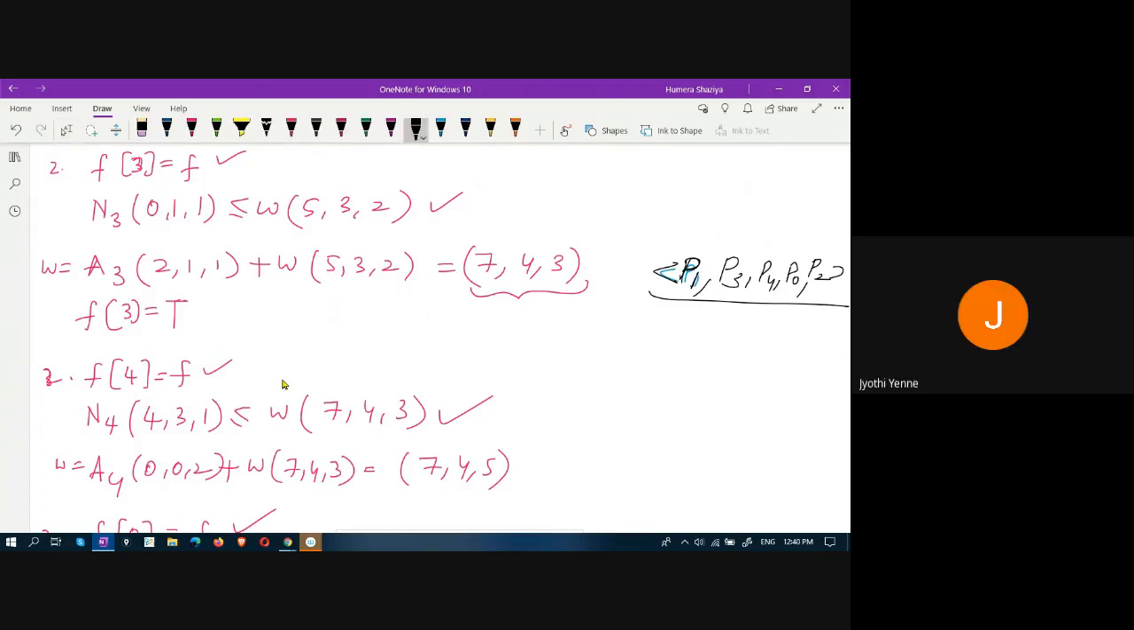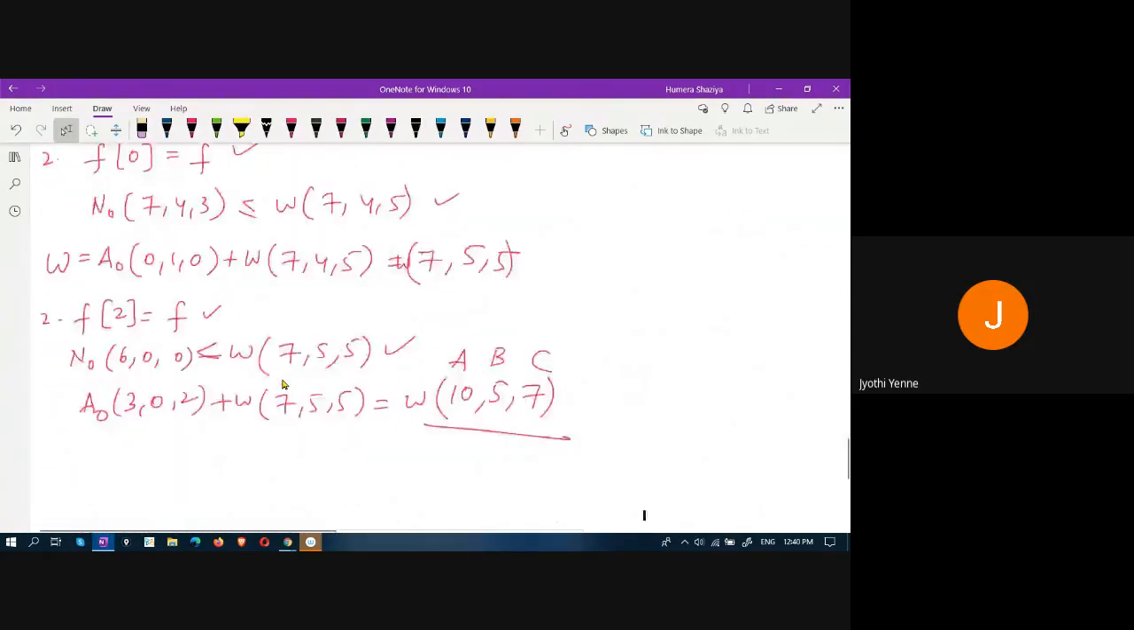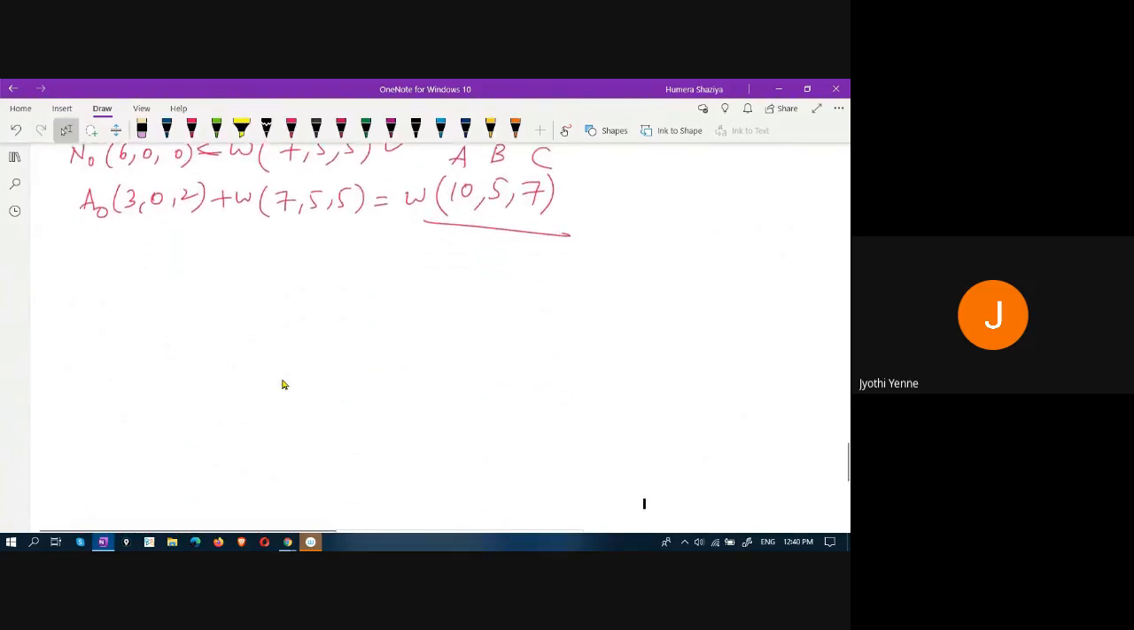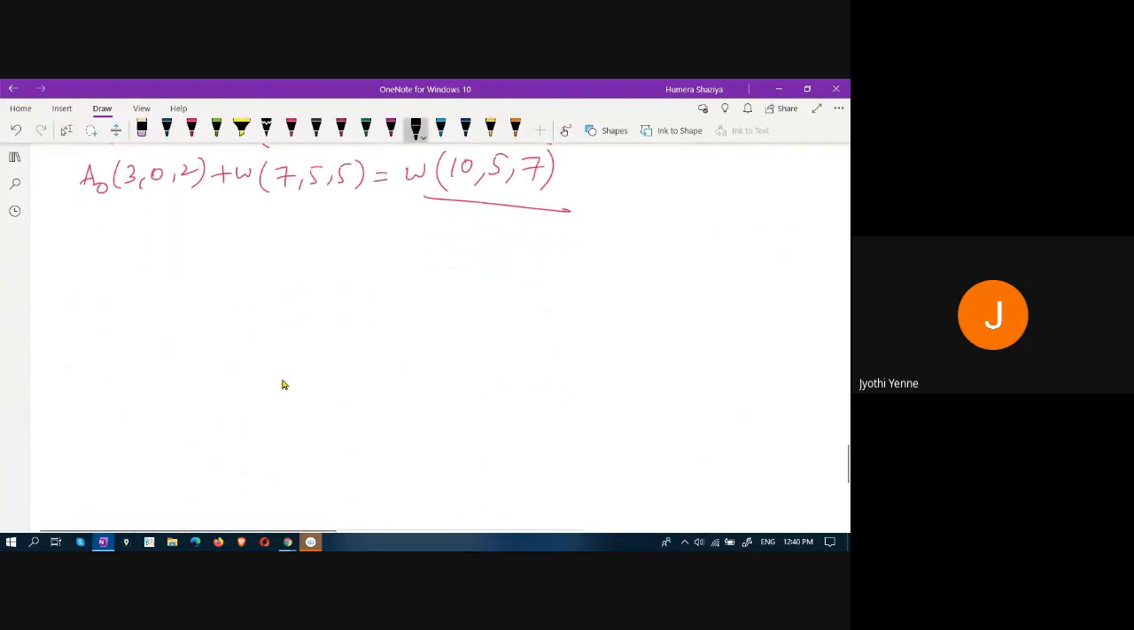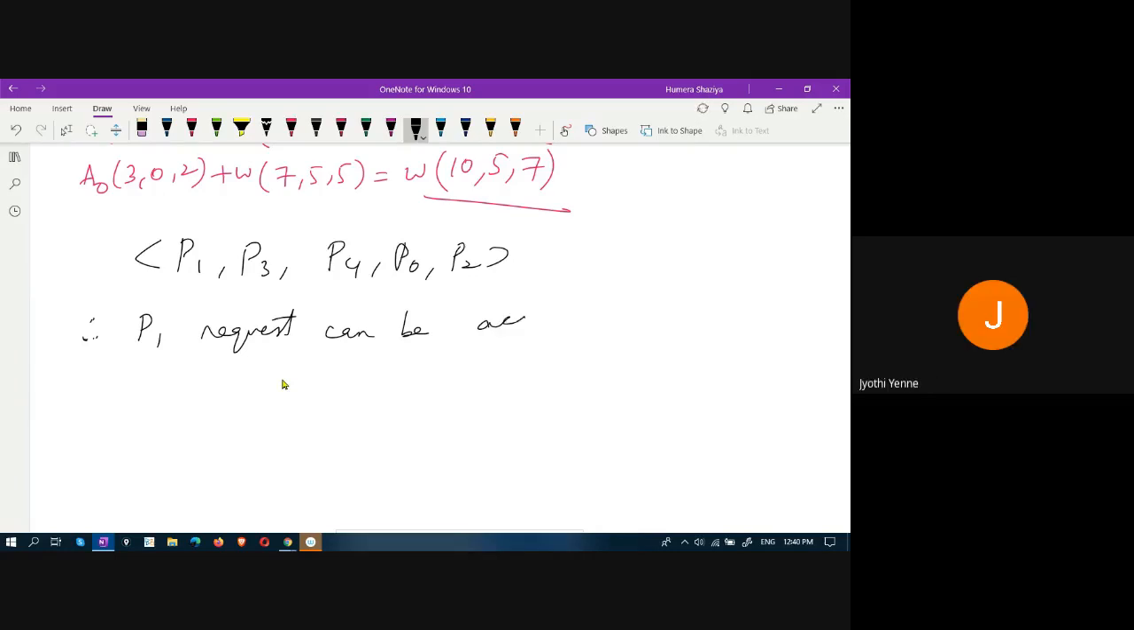Did you understand this whole process? Okay, so finally the safe sequence is P1, P3, P4, P0, P2. And it can be concluded that P1's request can be accepted, and resources can be allocated.